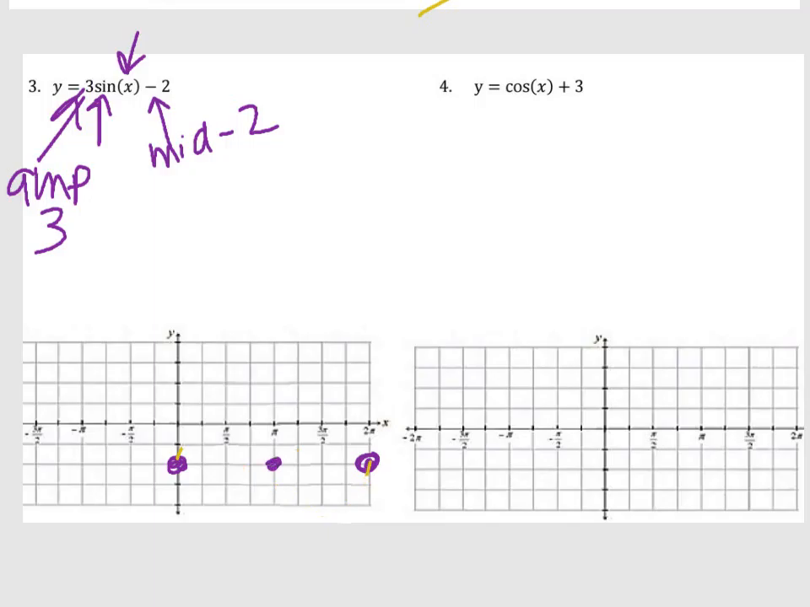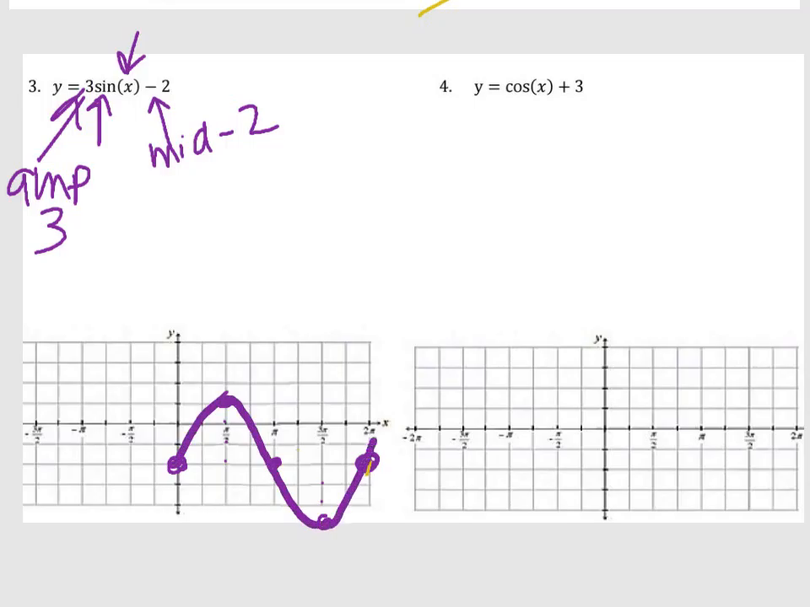And our amplitude is 3, so I'm not going to go up 1, I'm going to go up 2, 3. And I'm going to go down 1, 2, 3. I'm off the graph. That's okay. So we're up there, we're down here, and we're going to follow that same pattern. I'm going to go up, down, up.